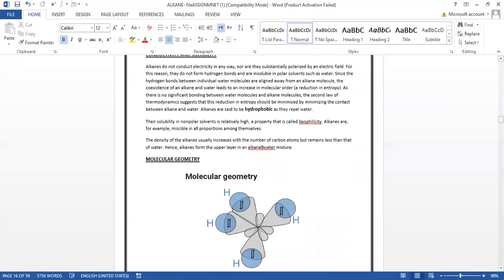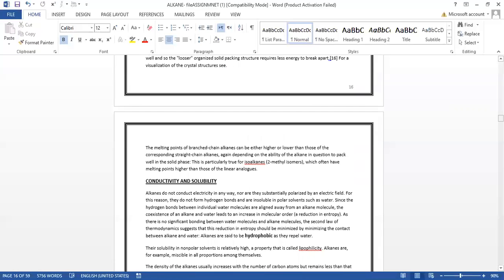But what if we talk about the conductivity and the solubility? Alkanes do not conduct electricity in any way. They are not easily polarized by an electric field. For this reason, they have no hydrogen bonding and they are not soluble in polar solvents. This is why they are non-polar, and alkanes are said to be hydrophobic because they repel water. They have lipophilicity. Because of this, they are repellent of water.